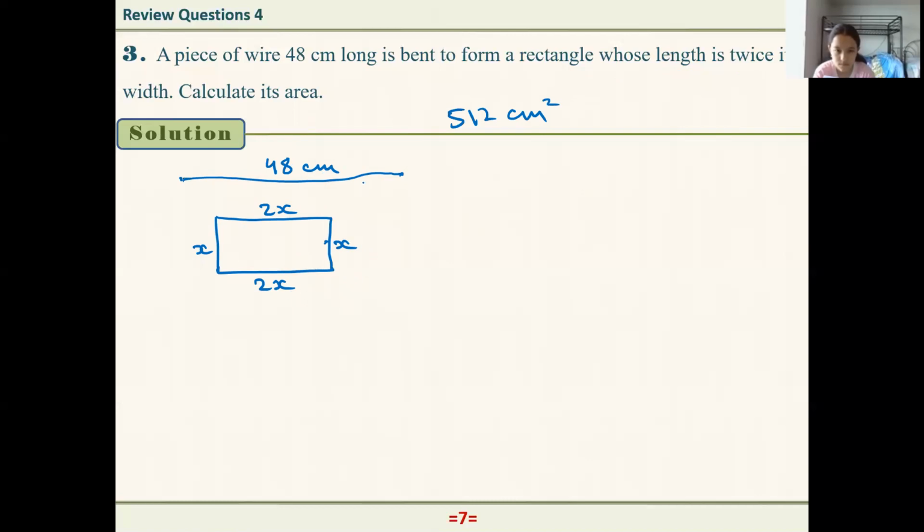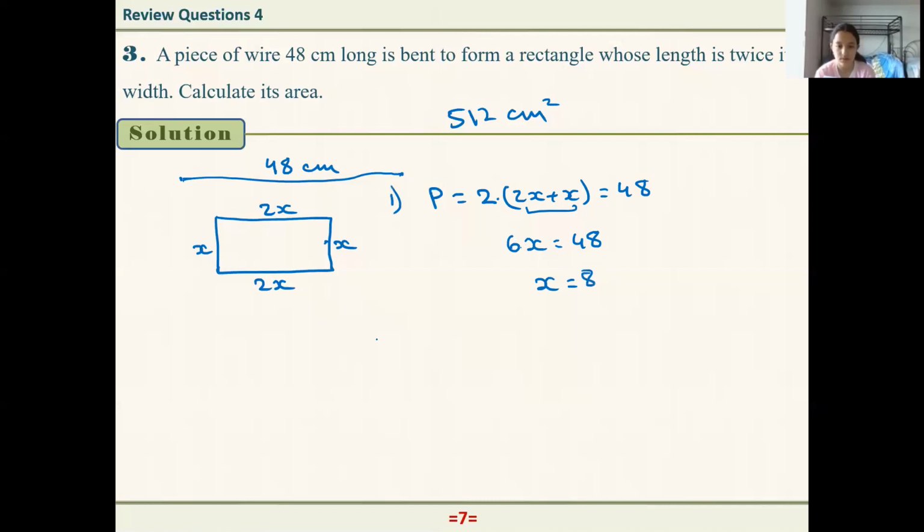Okay, to find the area, first we need to know the value of x. So since we use this piece of wire to make this rectangle, the perimeter of the rectangle is 2 times length plus width. That is 2 times (2x plus x). It must be equal to 48 because we use this wire to make this rectangle, right? Now from here, 2x plus x, 3x, 2 times 3x, 6x equals 48. Now what is x, Shahina? 8. 6 times what number equals 48? 8. So we got 8.